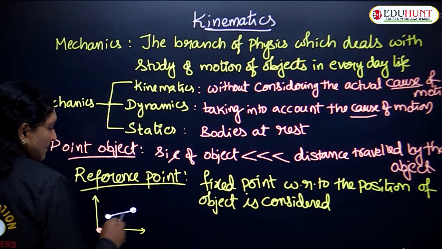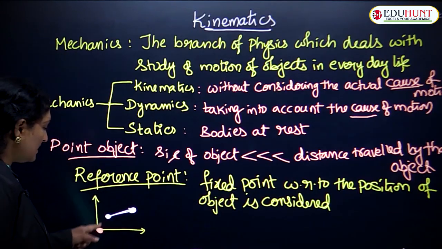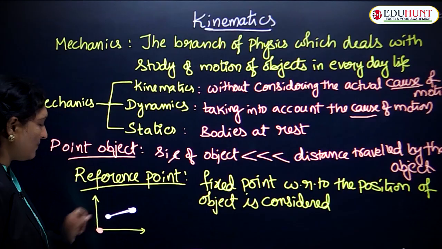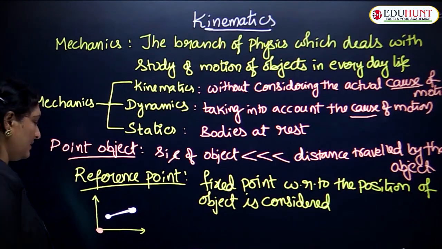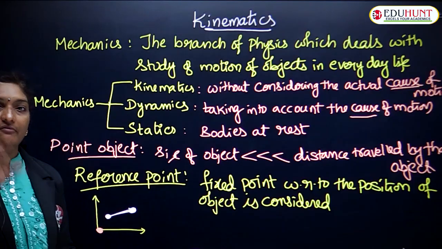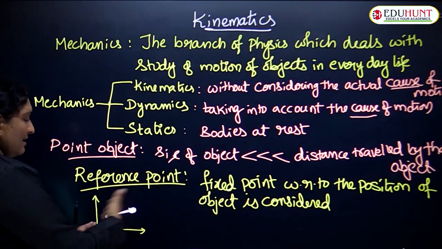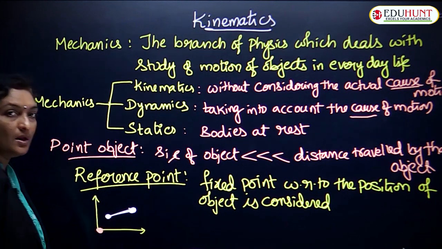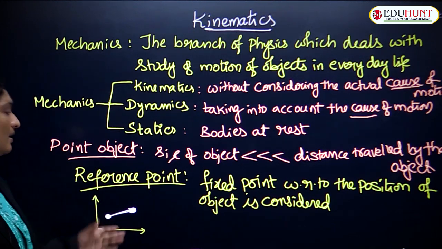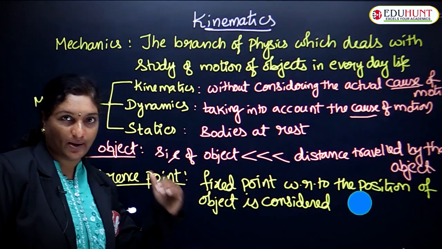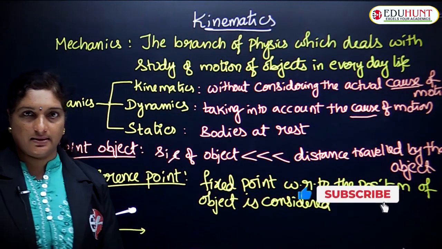So let us suppose that some body is traveling from one position to another position. Here is its initial position, here is its final position. Then the initial position, we have to measure it from the origin. The final position, you have to measure it from the origin only. So this point, from where we are marking the initial position and final position of the object, is called a reference point. So, what is a reference point? It is a fixed point with respect to which the position of the object is being considered.